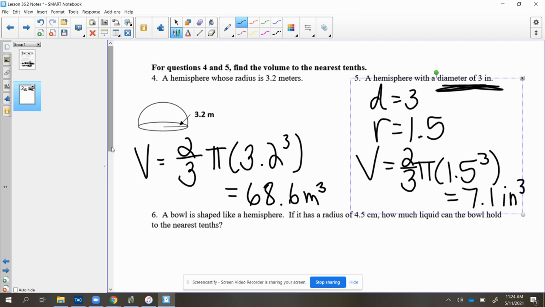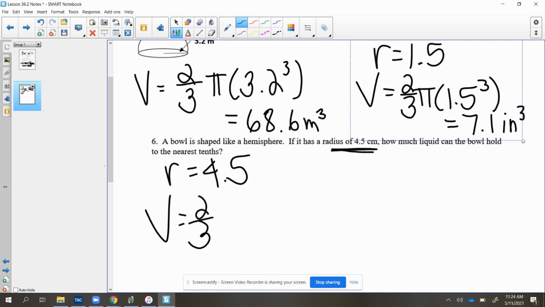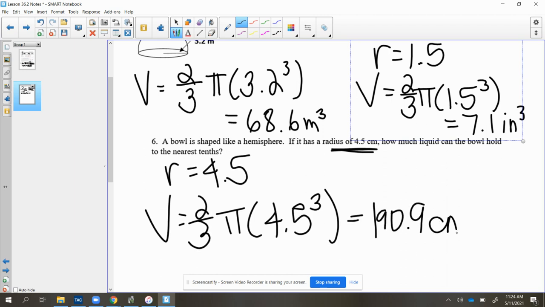All right, last but not least, again, volume consists of holding liquids or filling something up. So if we have a bowl that is shaped like a hemisphere, given this radius, what would the liquid that you can hold be? Well, again, if our radius is 4.5, plug it in to 2/3 times pi times our radius cubed, you should have had about 190.9.